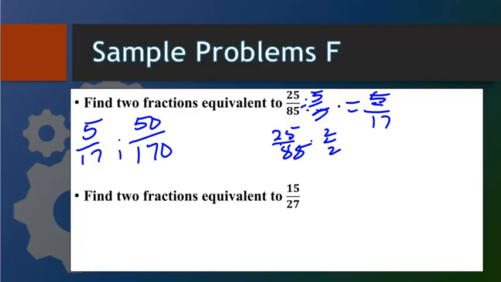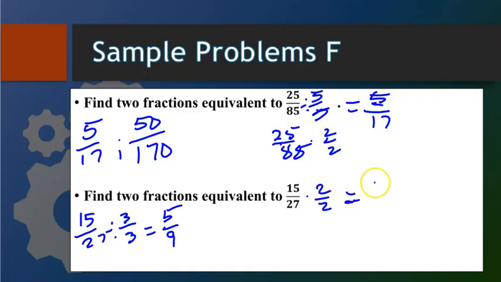Next, find two equivalent fractions to 15/27. So here, if I have 15/27, I can divide this by 3/3, and I would get 5/9. So that's one way. Now, if I multiply this by 2/2, another equivalent fraction would be 30/54. So when you write equivalent fractions, it could either be bigger or smaller. So you can either multiply by an equivalent fraction equal to 1 or divide by an equivalent fraction equal to 1. So that's our lesson on greatest common factors.